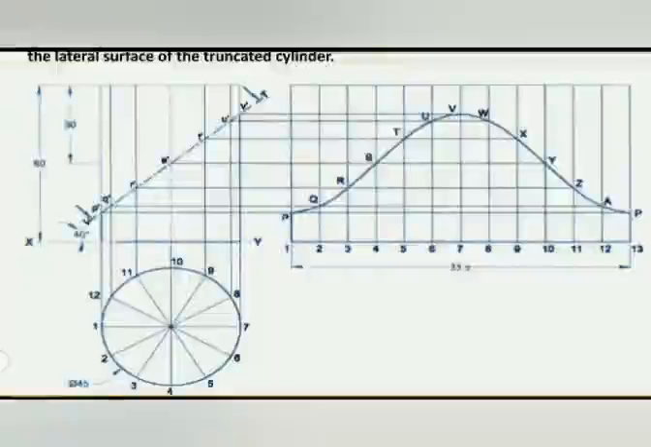This P point is on the edge 1, generator 1, so we have to shift this P point on generator 1, Q on generator 2, R on generator 3, A on generator 4, then this is generator 5, generator 6, 7, then all this again we have to repeat because the back side of the cylinder is there.